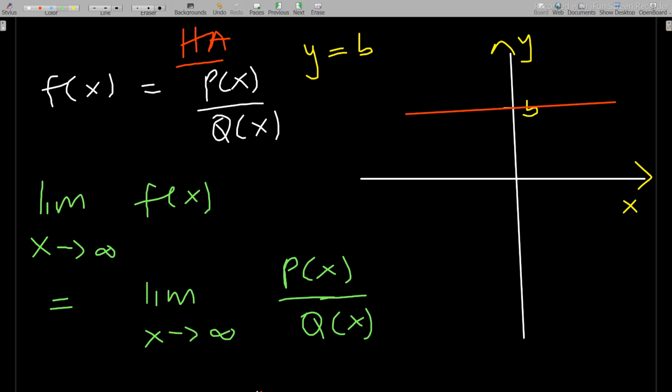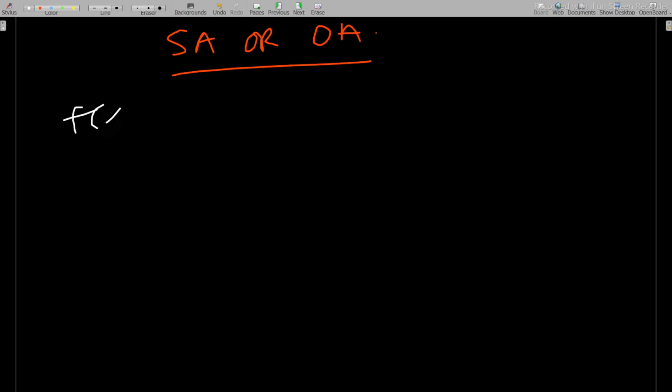All right, so let's talk about the slant one. With those, they come with a condition: the slant asymptote, or the oblique asymptote. It's the same thing. Given f of x, it's a form of horizontal asymptote. That one too is y equals something, but here it's a straight line, not a curve. Given f of x equals p of x over q of x.